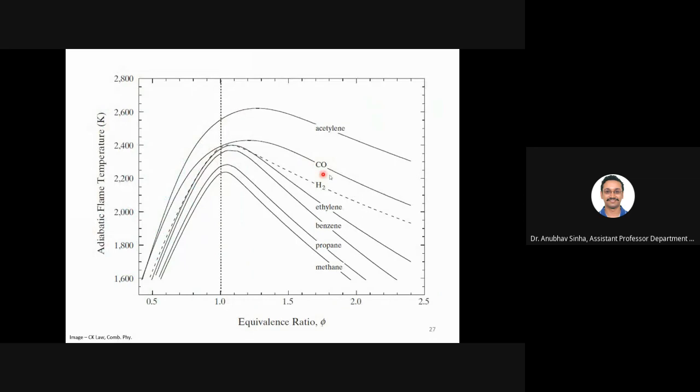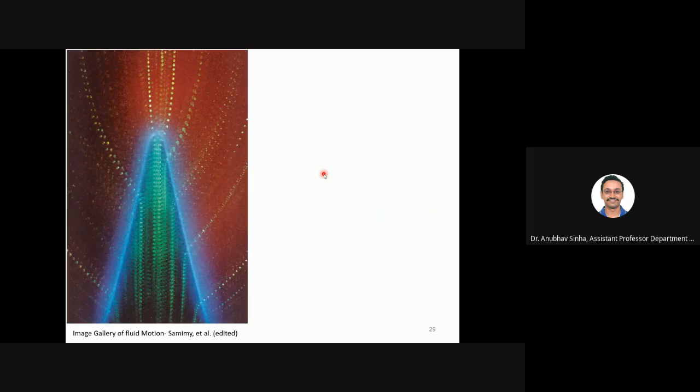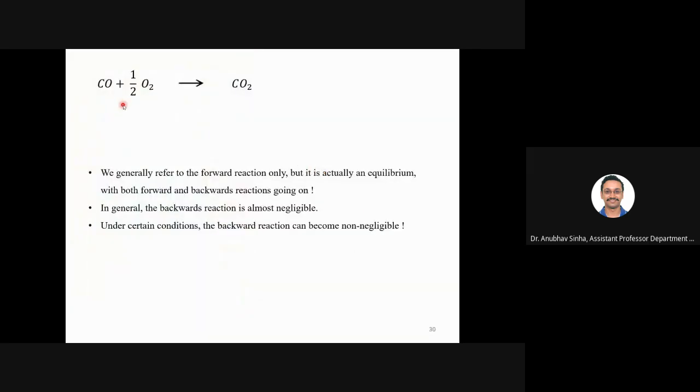In this slide we also had one curve for CO. We also defined the adiabatic flame temperature for CO. Now let us talk about oxidation of CO. We generally talk about CO plus oxygen gives rise to CO2. We talk about the forward reaction, we are interested in burning of this. But when we go to the next chapter on chemical kinetics, you will realize that it is actually an equilibrium. Both forward and back reactions are there.